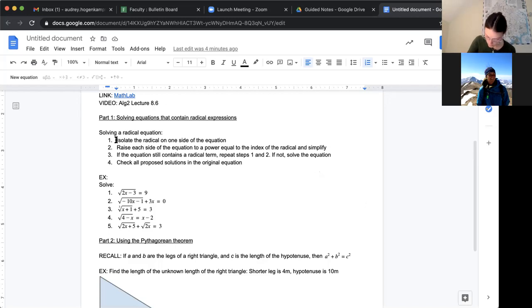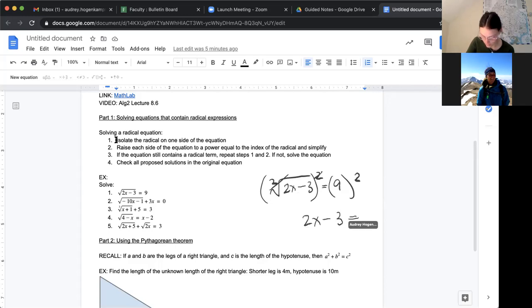Square root of 2x minus 3 equals 9. Okay, and so we know that our index here is 2, right? Because we're taking a square root. So we are going to raise each side of the equation to a power equal to the index, so that squaring a square root gets rid of our square root. So we have 2x minus 3 is equal to 9 squared, which is 81.